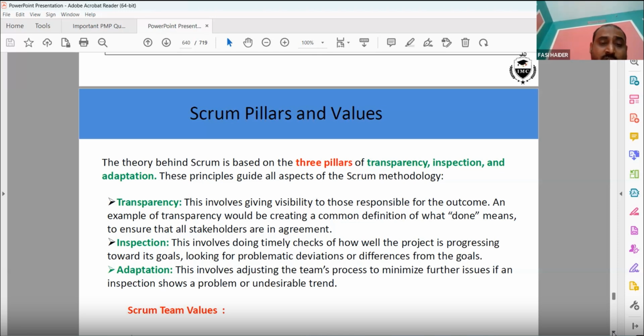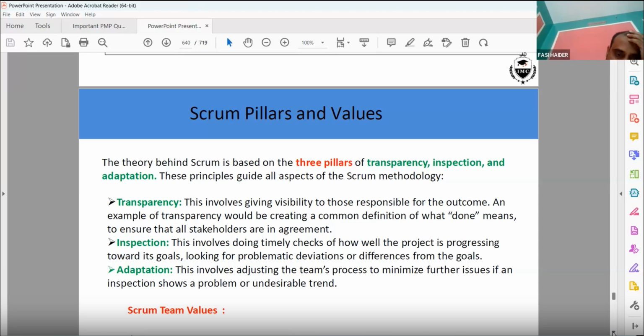An example of transparency would be a common definition of what done means, to ensure that stakeholders are in agreement. So when we say done means, out of 20 features required for a project, 5 points are solved, it means 5 of the issues have been fixed. That is called transparency. When will a point be considered solved, when will it be said we are still working on it, when will it be said it is pending? Everybody agrees.